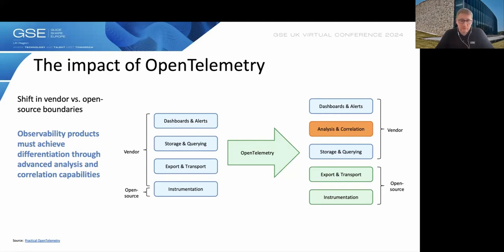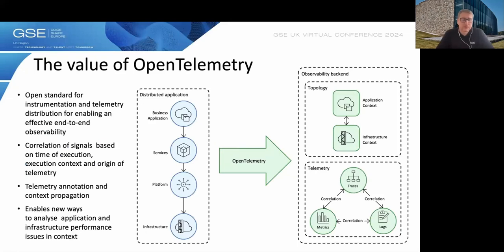So now the purpose and the task for those vendors is really to look at creating additional value for their clients based on advanced analytics features, so that a faster response time to incidents can be achieved. From a client perspective, the value of OpenTelemetry is actually in multiple areas.